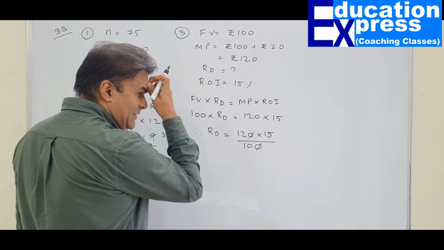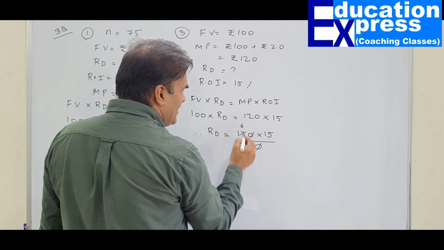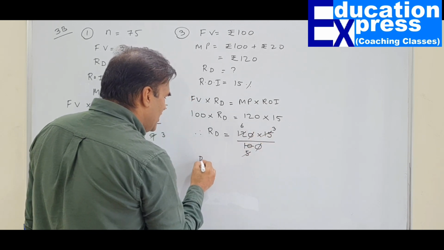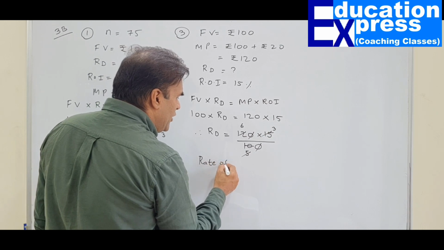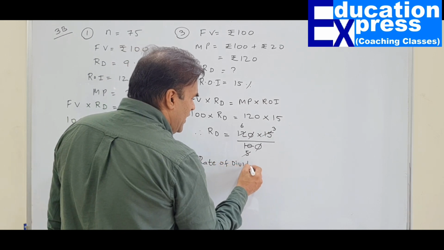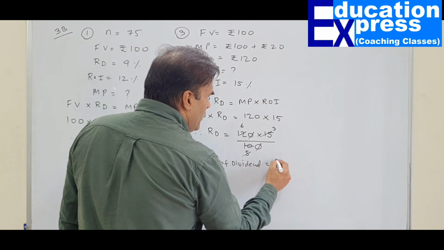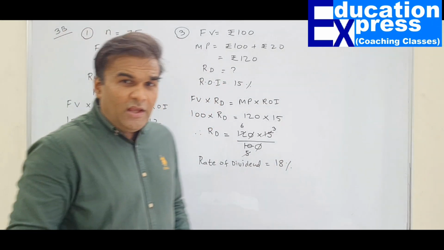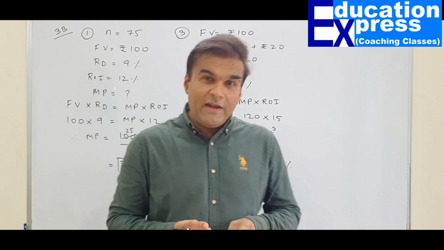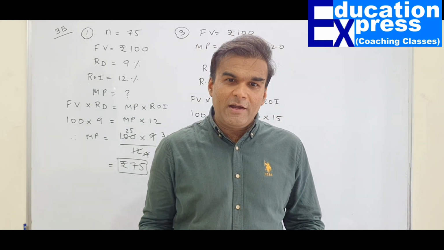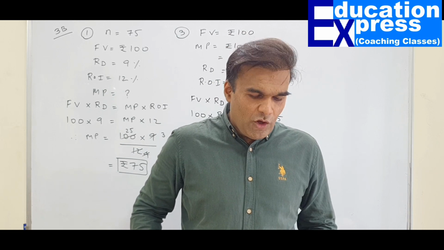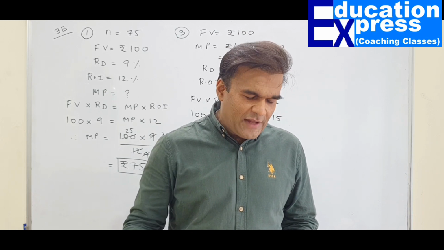0 cancels 0. 2 sixes are 12, 2 fives are 10. 5 ones are 5, 5 threes are 15. So, rate of dividend is going to be 18%. Absolutely fabulous. It is such a simple one, my dear friends. Please understand how to interpret it. Have those formulas that were discussed last time, and I'm sure you will have a rolling time.